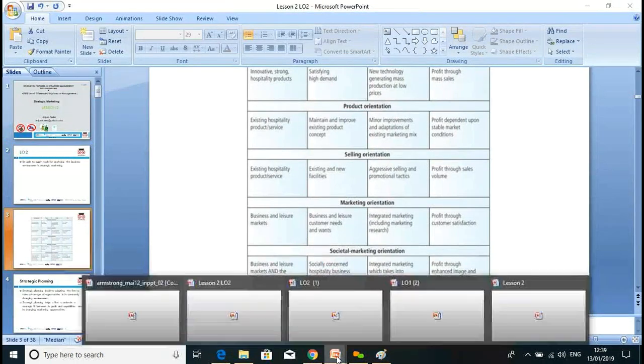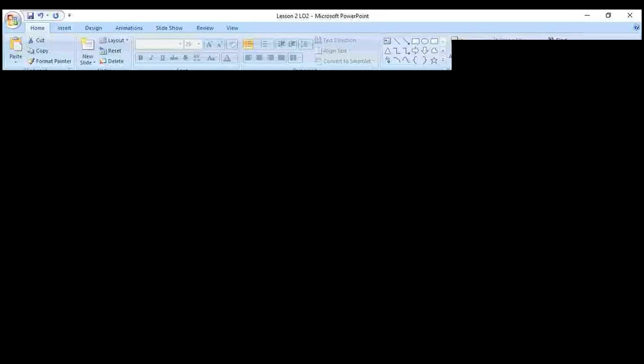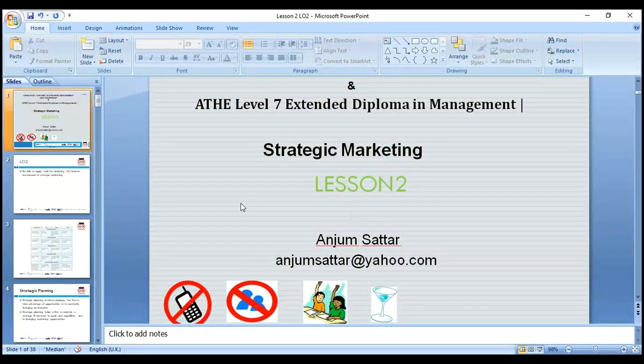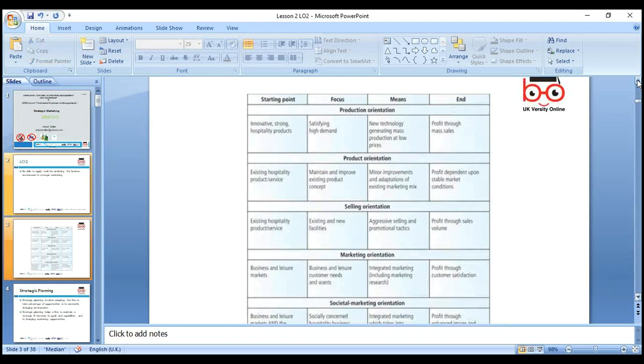So today we'll move to our second session. Welcome everyone. We'll start our second lesson, which is all about LO2. My email address is there. If you have any questions, drop me an email. Today we'll discuss being able to apply the tools. We'll discuss the different tools that we can use.